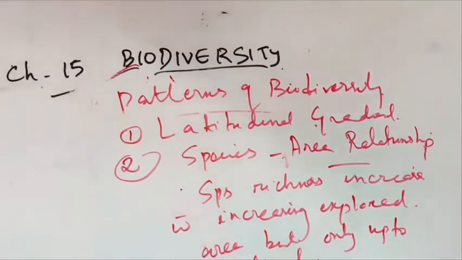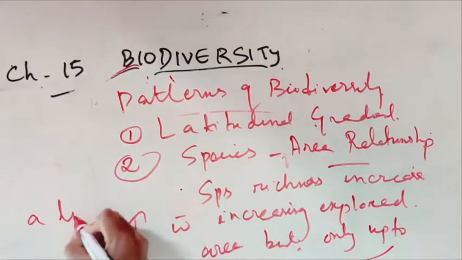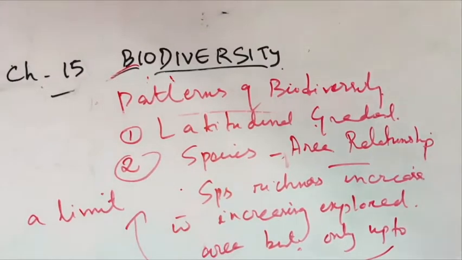Why up to only a limit? As I told you, for example, a forest can be explored. The plants can hold the area, and as you explore you will find the species, but at some point there will be one point where you will not find any more new species. So, up to a limit. Why? You can go deeper and deeper into the jungle, and then you will find them again. So up to a limit.